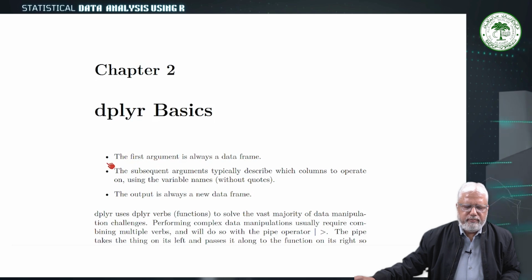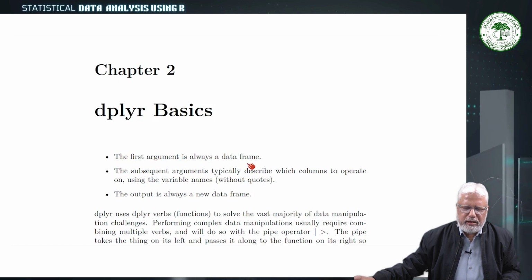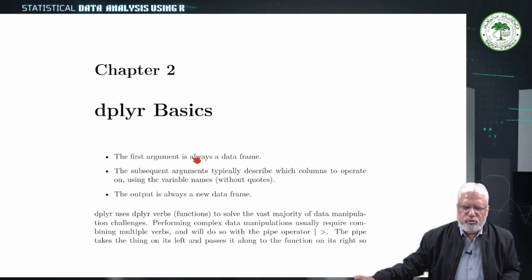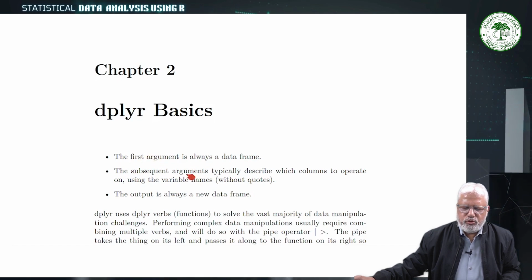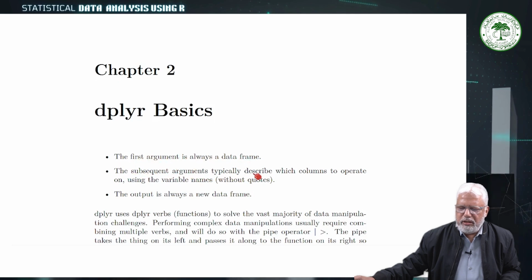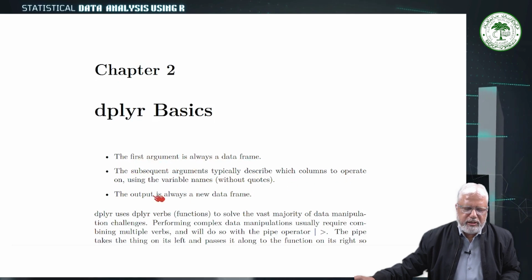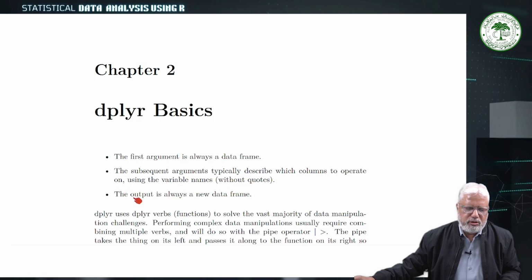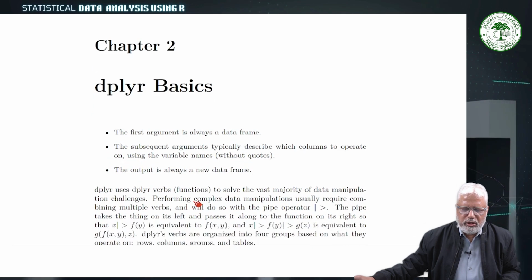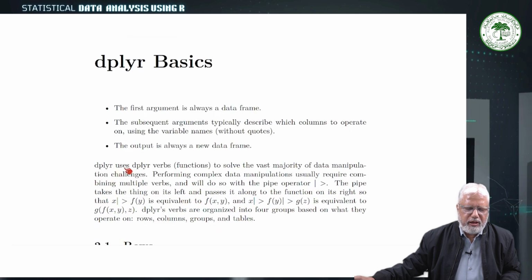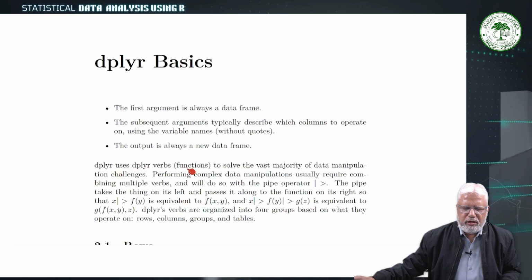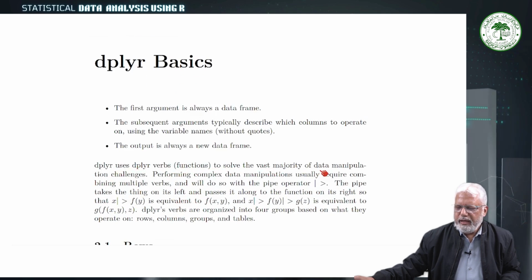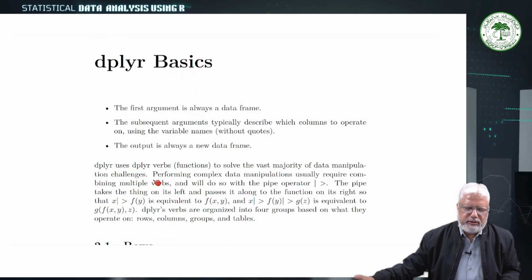The first argument is always a data frame. In dplyr functions, the first argument is always a data frame. The subsequent arguments typically describe which column to operate on using the variable names without quotes. The output is always a new data frame. dplyr uses verbs, functions, to solve the vast majority of data manipulation challenges.